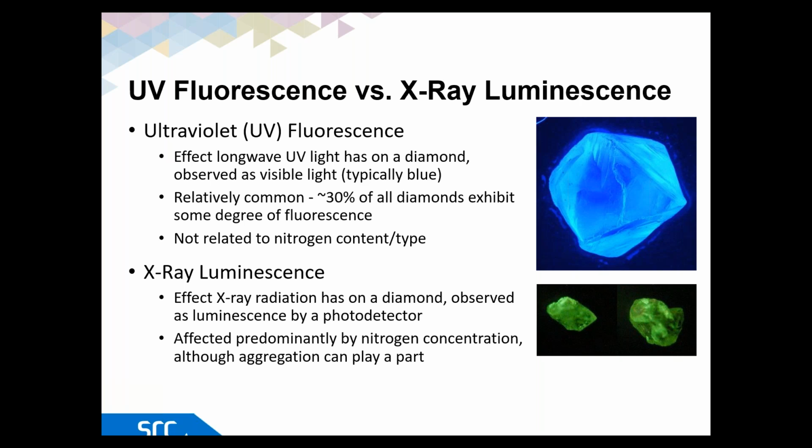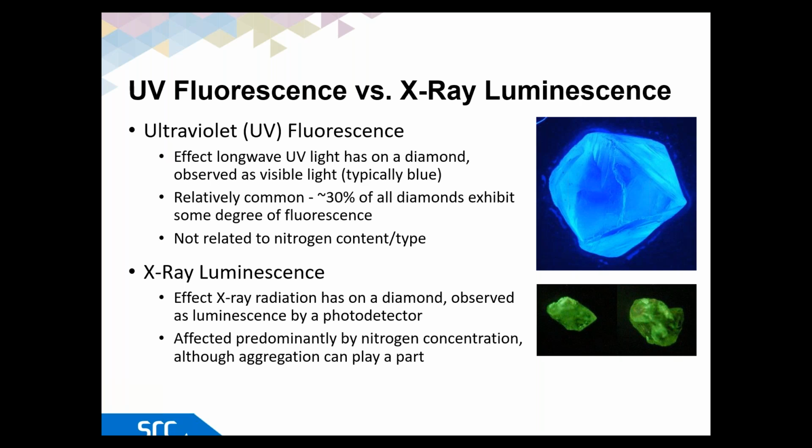I've also included in this slide something about UV fluorescence, and this is really because sometimes people get a little bit confused about X-ray luminescence versus UV fluorescence. UV fluorescence is actually the effect that long-wave UV light has on a diamond, and it's typically observed as a blue color, although you can see colors like green, orange, yellow, etc. It is relatively common. If you put your diamond under a black light, some of those diamonds will fluoresce. Approximately 30% of all diamonds will fluoresce.